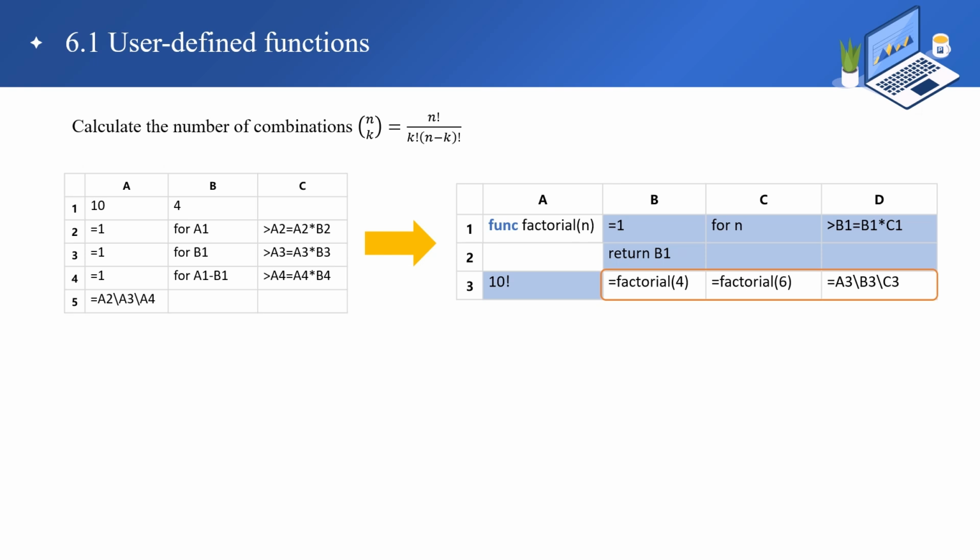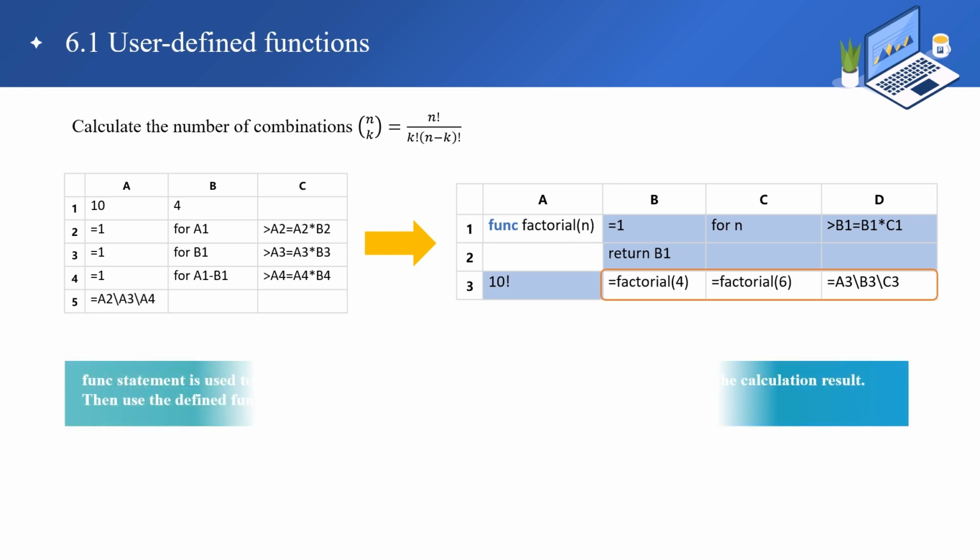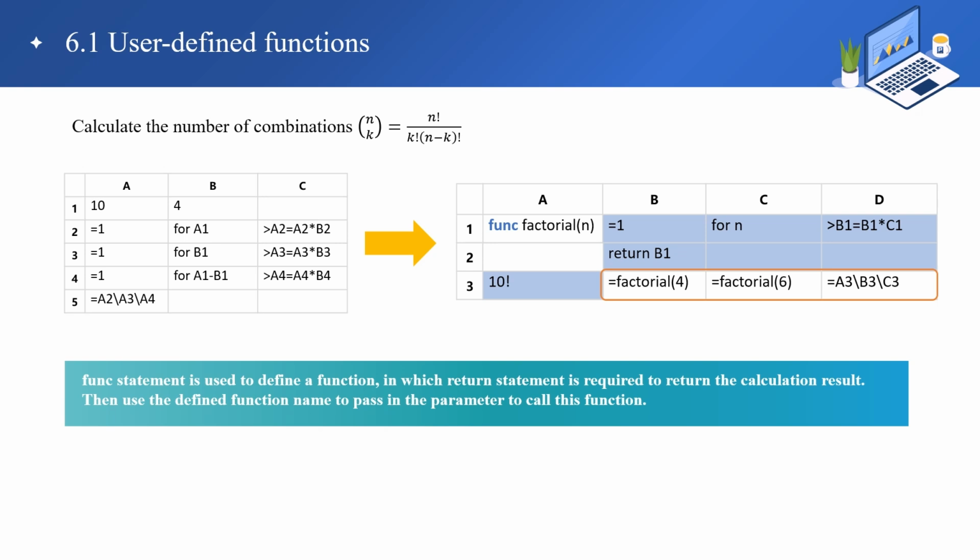The whole process seems a bit complicated, but in any case, the 3 factorial values are calculated using the same code, and there is no need to write the code 3 times. To sum up, the func statement is used to define a function, in which the return statement is required to return the calculation result. Then use the defined function name to pass in the parameter to call this function.